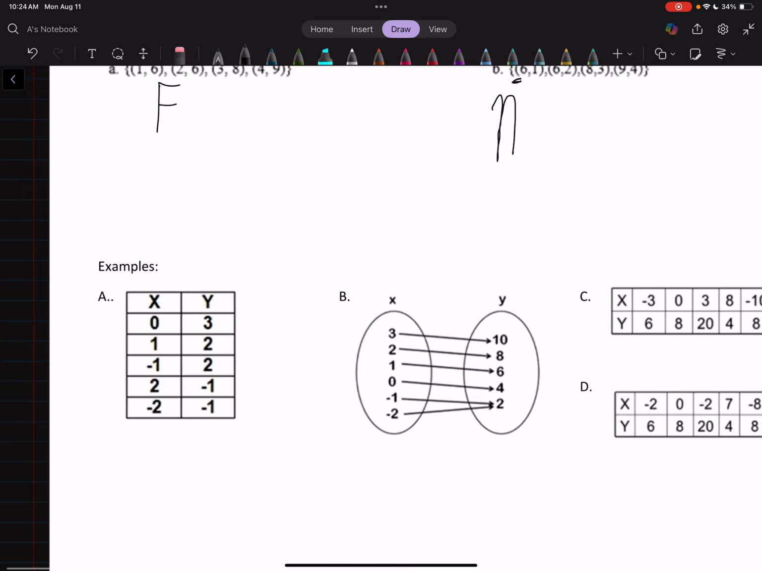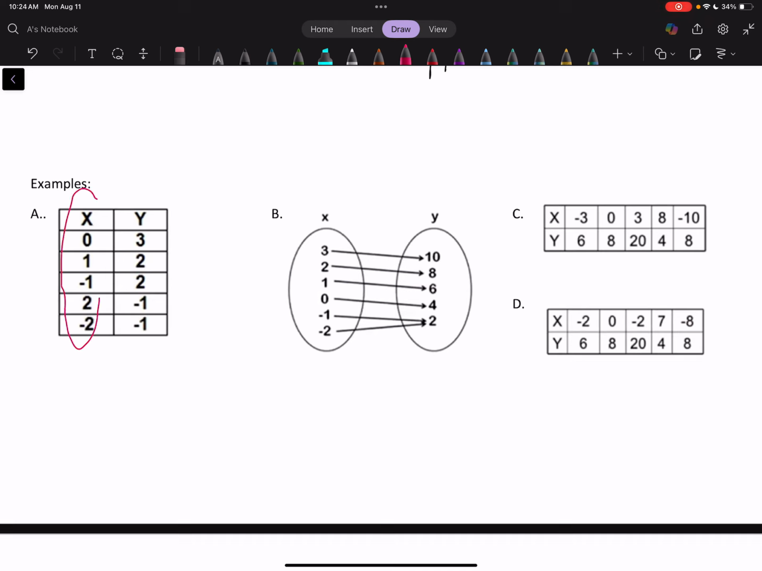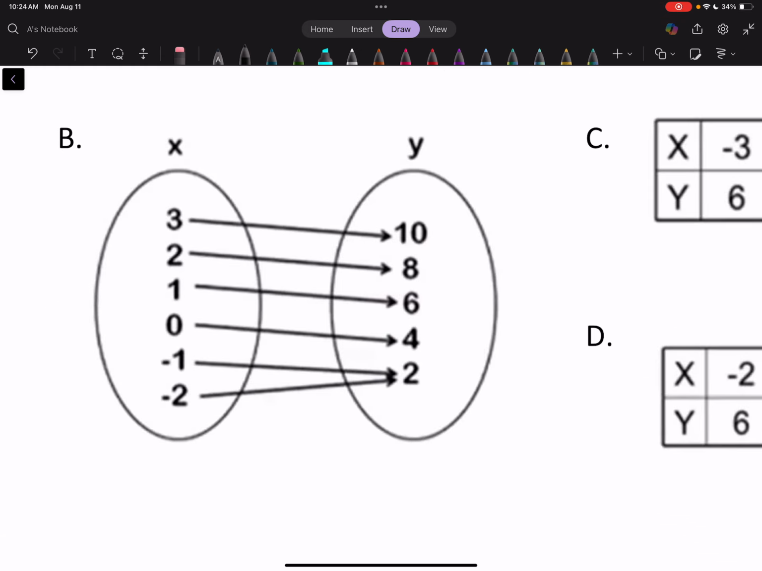Now let's look at this in a different way. Let's look at tables and this bubble map. I'm going to check my x values, my inputs. I notice they are all different numbers. It has to be a function. For the bubble map in B, check your X column. They are all different numbers. The next thing you need to check is these arrows. 3 goes to 10, only one value. 2 only goes to one value. 1 goes to one value. 0, negative 1, 2. They all only have one output, therefore this is a function.